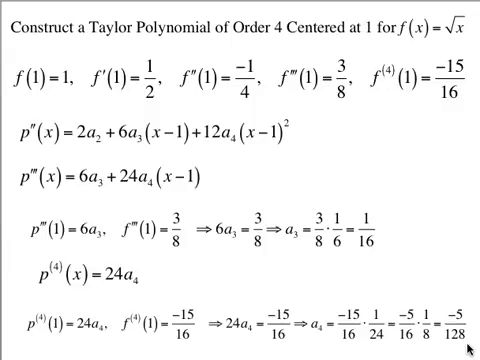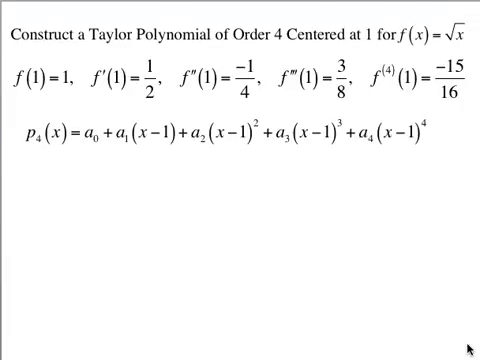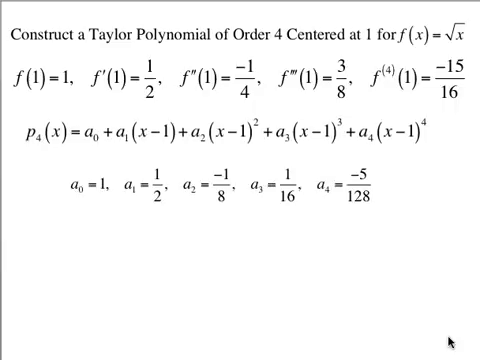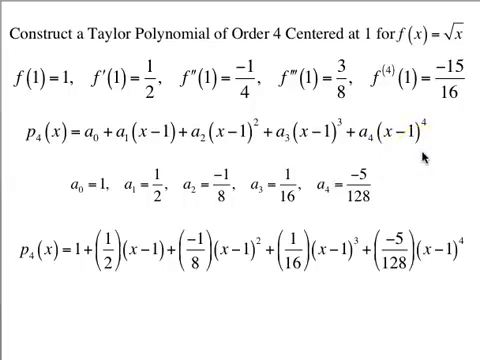So now we have all of our coefficients, a0, a1, a2, a3, and a4. We will use them to construct our fourth order Taylor polynomial. So plugging in those coefficients, we will finish with P4 of x is a0, 1, plus a1, a half, times x minus 1, plus negative an eighth times x minus 1 squared, plus a 16th of x minus 1 cubed, minus 5 128ths times x minus 1 to the fourth.